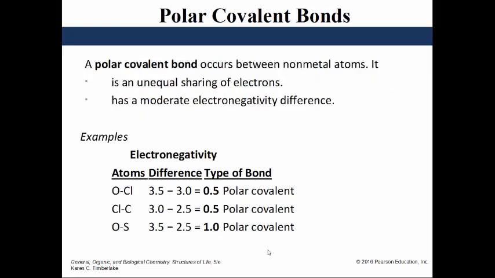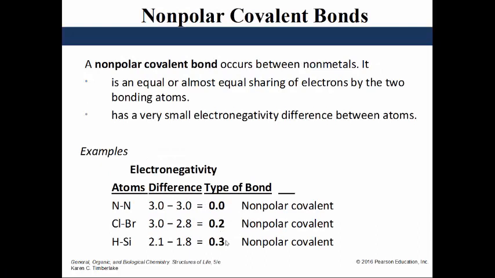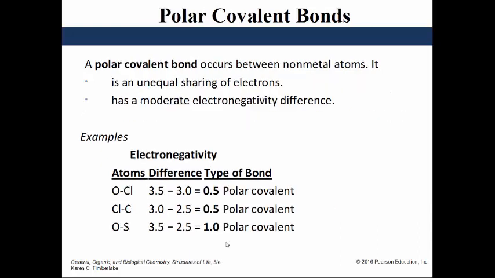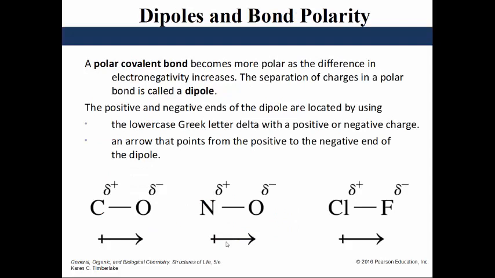A different type would be a polar covalent. These occur between nonmetal atoms. In this type, there's an unequal sharing of electrons. So because you have unequal sharing, there's going to be a moderate difference in electronegativity. For oxygen and chlorine, only 0.5. That's going to be polar covalent. Chlorine and carbon, 0.5. Oxygen and sulfur, 1. So these are all more than these values. These are very, very small, no more than 0.3 or so. When the difference gets a little bit higher, that's when it becomes a polar covalent bond. Now that polar covalent bond can become more polar as those differences get higher and higher.